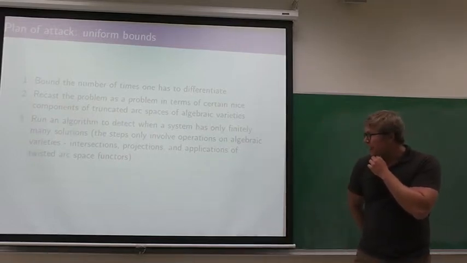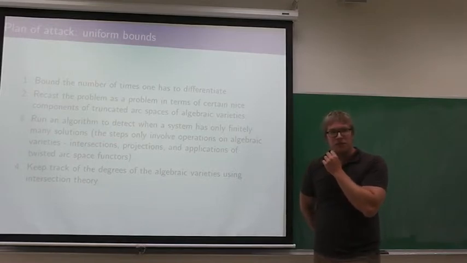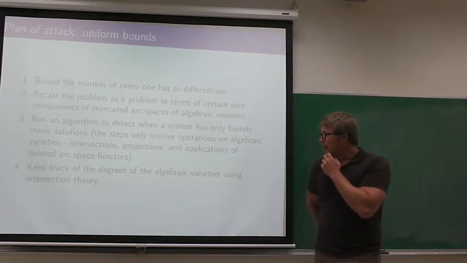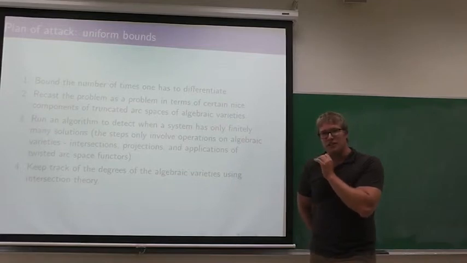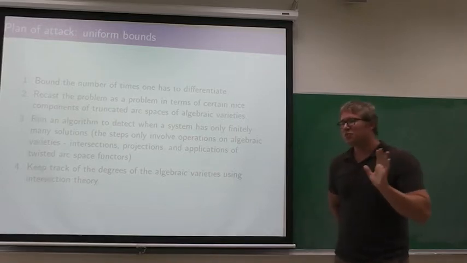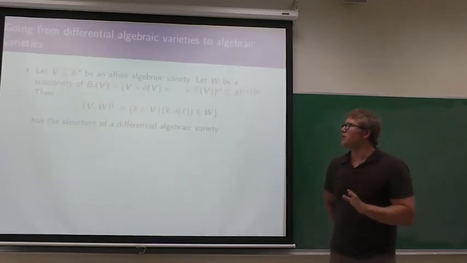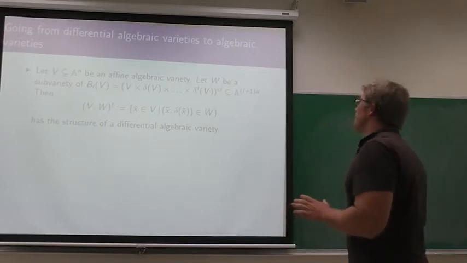Then I would keep track, while running that algorithm, of the degrees of the things which appear, using basic intersection theory. At the end, if I end with a finite set, that finite set will be bounded by the degree of a certain variety which appears. I'm just going to say what happens, and we'll go into the specifics in a minute. So how does that work?